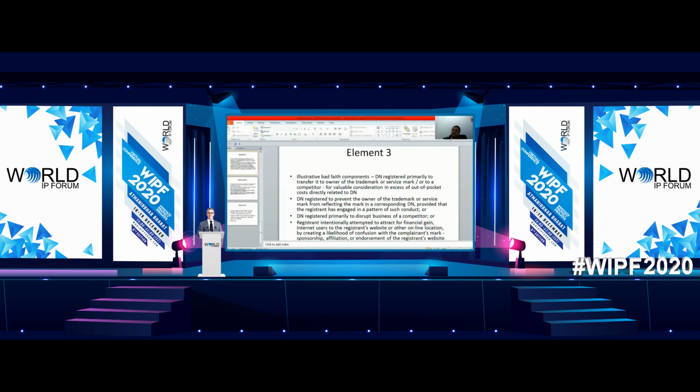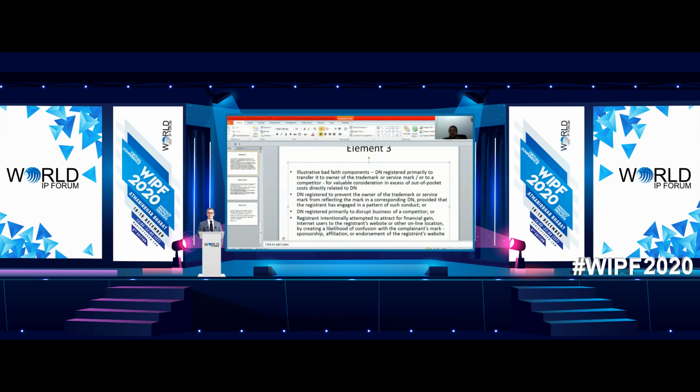If the domain name is registered primarily to disrupt the business of a competitor, or there is an intentional attempt to attract the internet users to your own website rather than moving to the complainant's genuine website for financial gain, or where you create an illusion of a sponsorship or affiliation or an endorsement of the complainant's business. In all these cases, it can be assessed whether there is a bad faith on the part of the registrant.